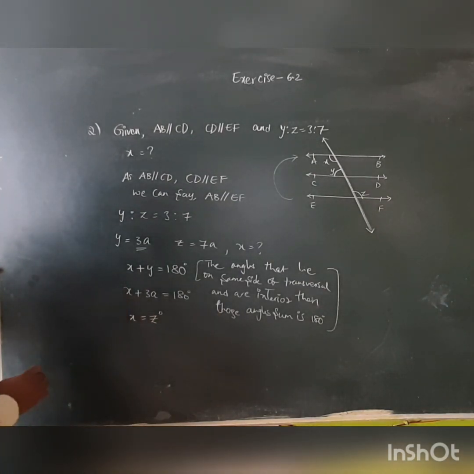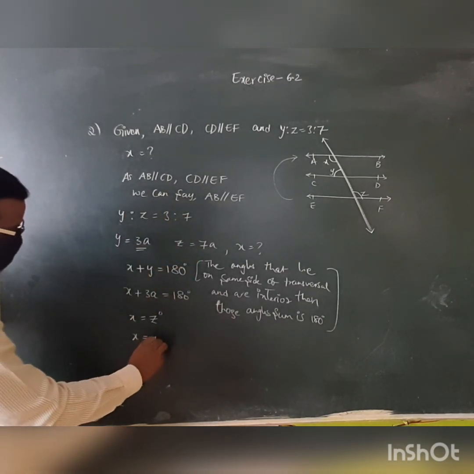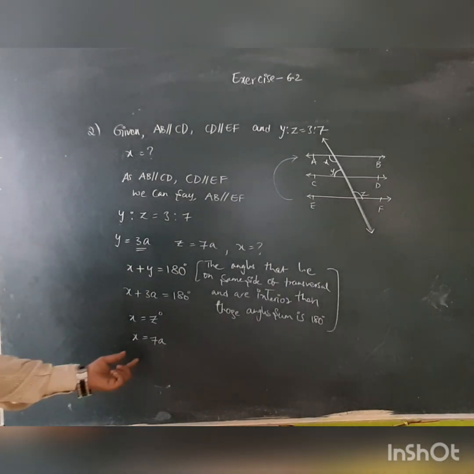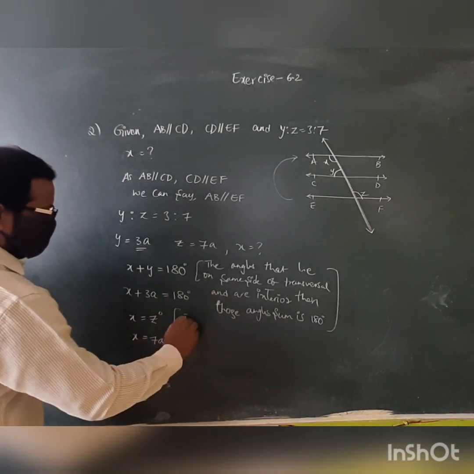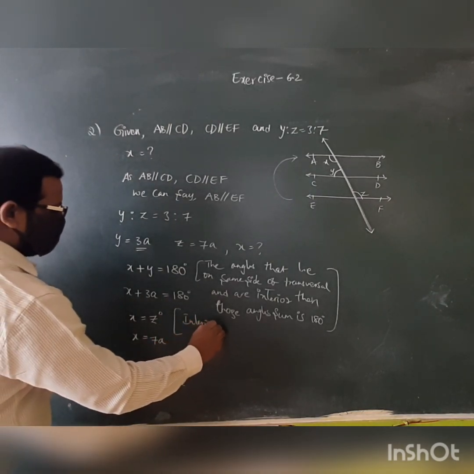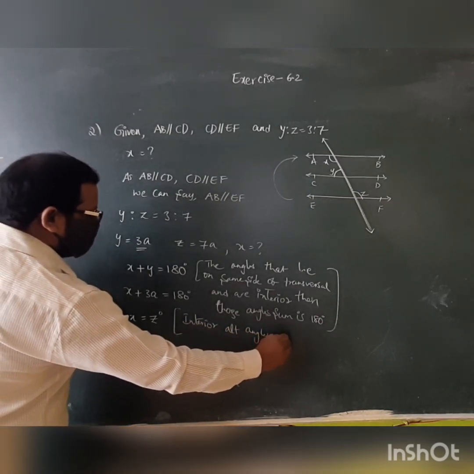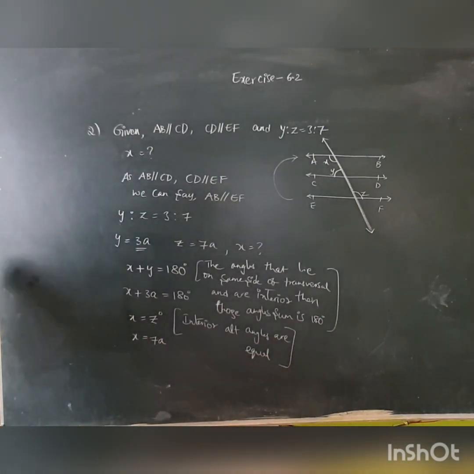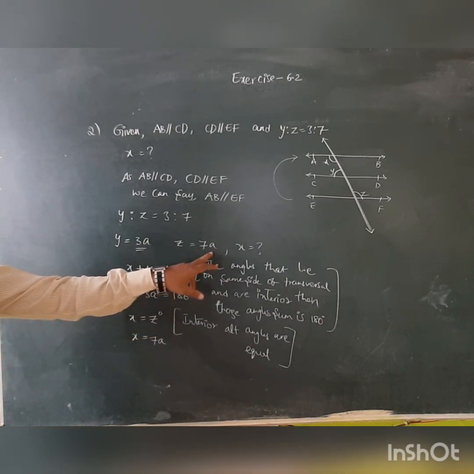So I am taking x equal to z. The z value is 7a. Now I am taking this 7a. What is the reason for this? What we have written: interior alternate angles are equal. So we have used this statement to write x is equal to z, and x equal to 7a because the z value is 7a.